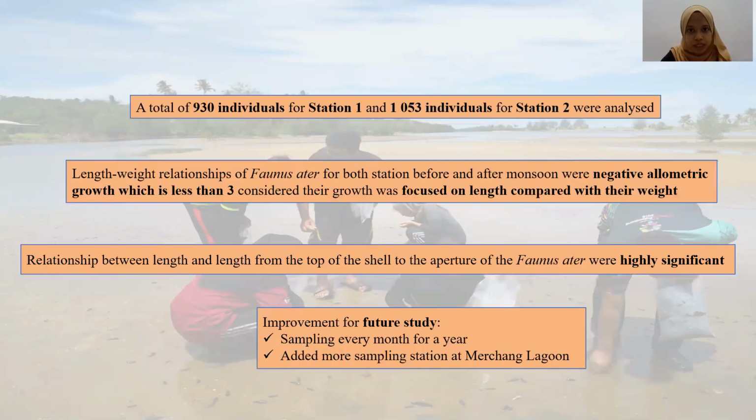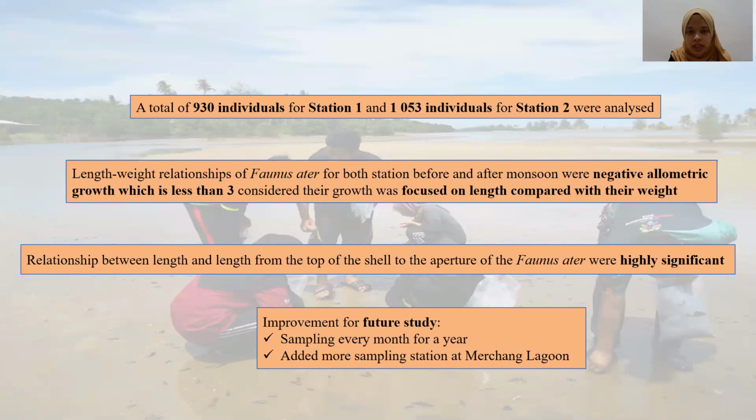For the conclusion, 930 individuals from Station 1 and 1,053 individuals from Station 2 were analyzed for their length-weight relationship before and after monsoon. From the result, all the Faunus ater showed negative allometric growth, which is less than 3. Considering their growth was focused on length compared with their weight.